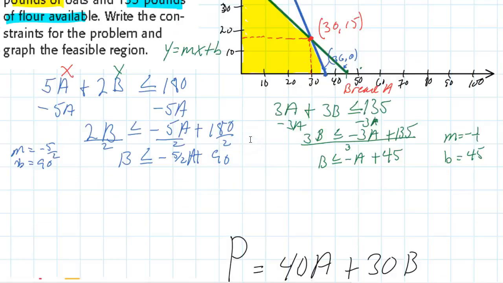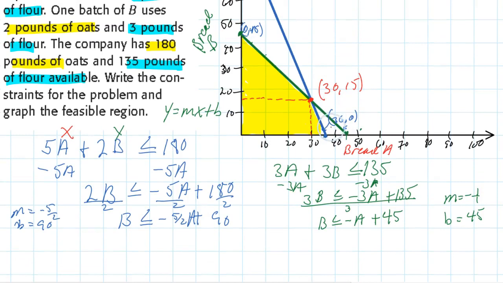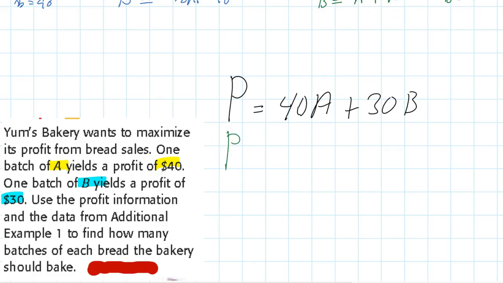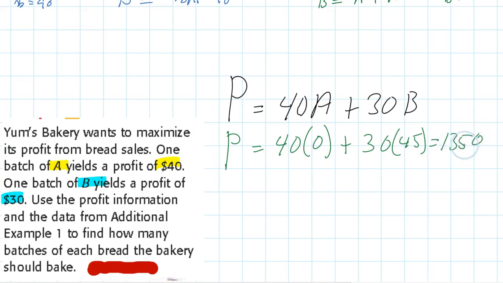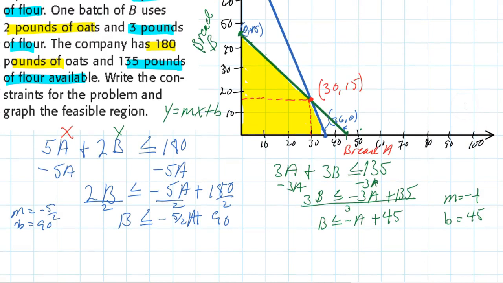So what we do is plug in our 3 separate vertices. We'll start with 0, 45, which means we made 0 of bread A and 45 loaves of bread B. So the profit would be 40 times 0 of bread A plus 30 times 45 of bread B. That gives us a total of 1,350.